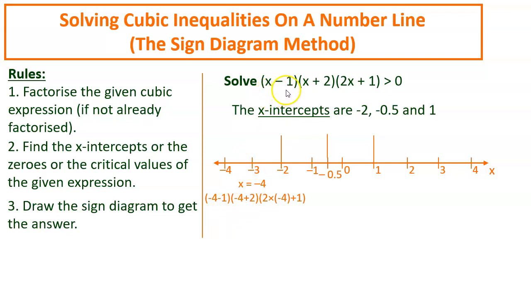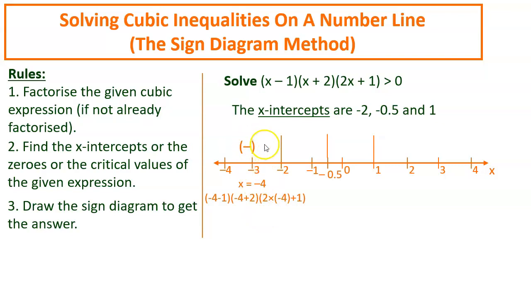So minus 4 minus 1, again minus 4 plus 2, and 2 times minus 4 plus 1. So what are we getting? Minus 4 minus 1 is minus 5. This one, minus 4 plus 2, is minus 2. This one, 2 times minus 4 is minus 8, plus 1 is minus 7. So minus 5 times minus 2 is plus 10, times minus 7 is minus 70. It is a negative number. So we write this negative sign.